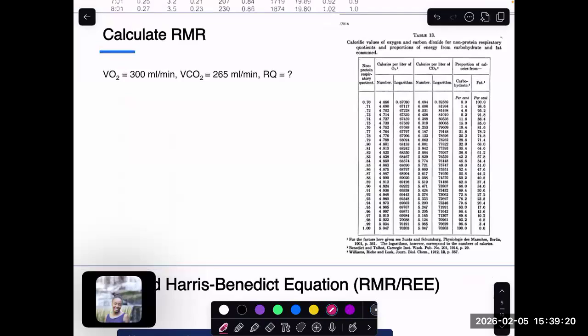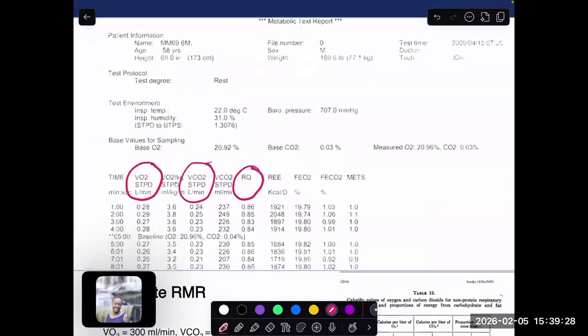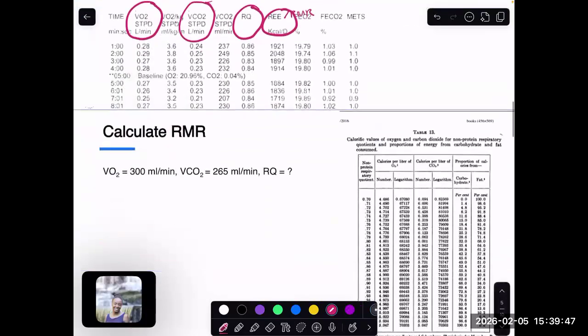So from here, using this example, we're going to calculate resting metabolic rate. And as you can see in this particular slide, we actually get an answer for resting energy expenditure or resting metabolic rate. But in order to appreciate the values, we need to back up and figure out how the system gets to the resting energy expenditure slash resting metabolic rate value.